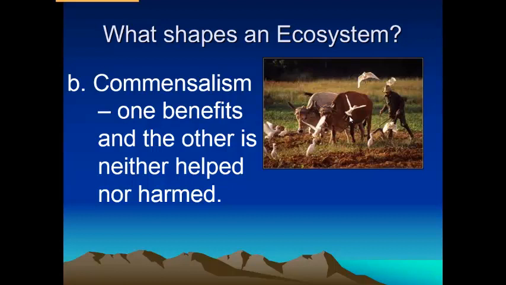So this is commensalism because the egrets are benefited by living close to the cattle. They get quick, easy food getting kicked up. But the cattle, they don't get hurt because the birds are there. They don't get harmed because the birds are there. They're just there. So that's commensalism.